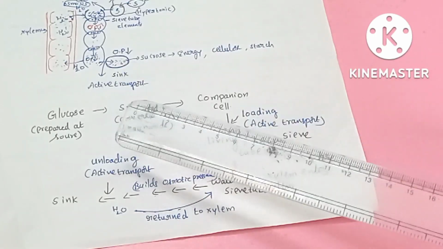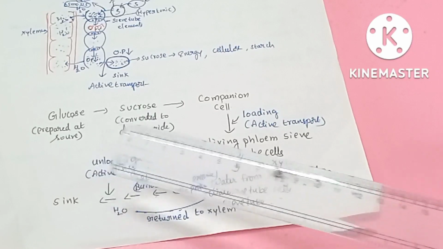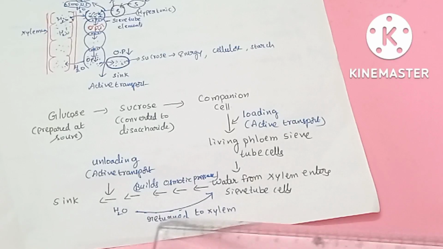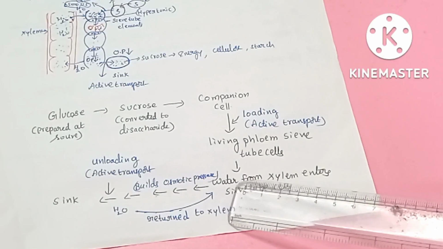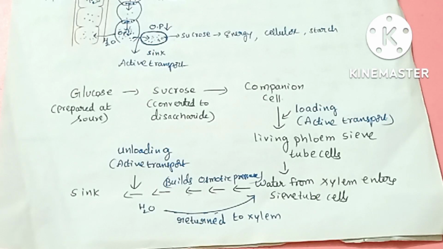And because of loss of sucrose from the phloem, that causes high water potential in the phloem. As a result, water moves to the xylem, that is, water will be returned to the xylem. And so this is about the Munch hypothesis.